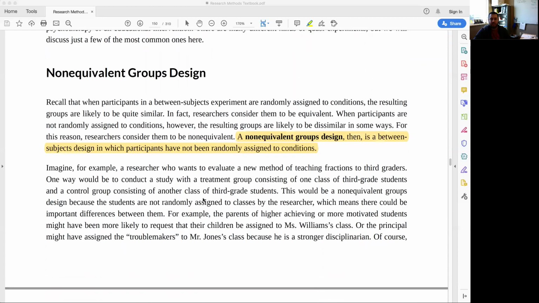So non-equivalent groups design is a between subjects design in which participants have not been randomly assigned to conditions. Between subjects ultimately means that you're only exposed to one level of the experiment. If it's within subjects, it means that you are exposed to all different levels.